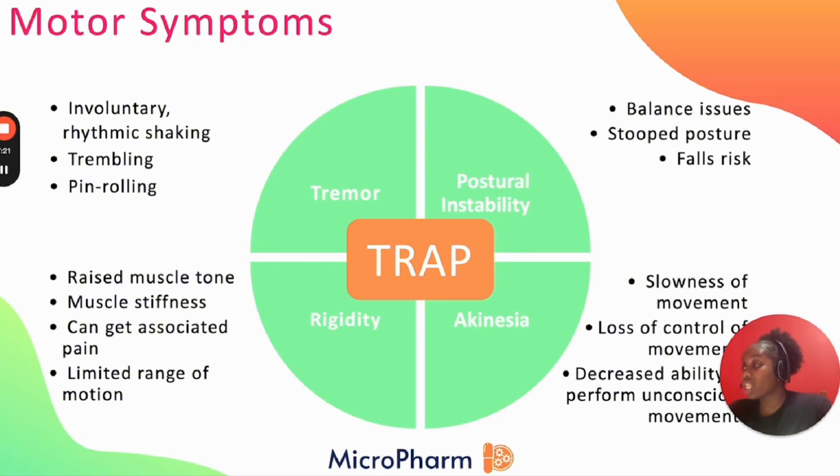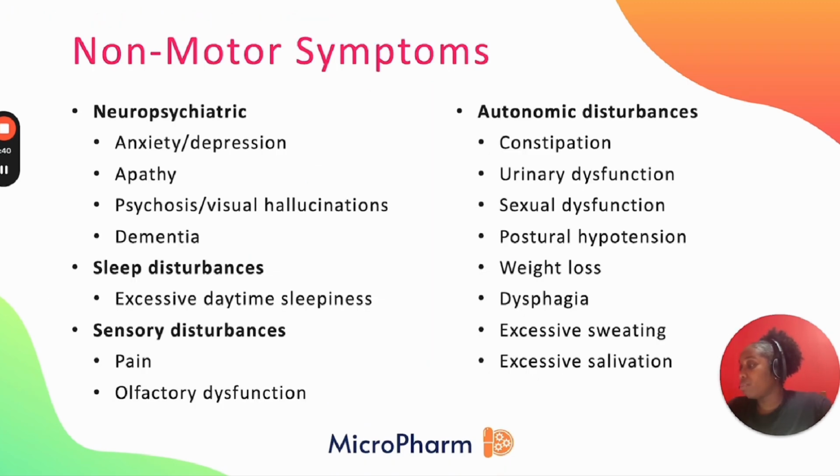There may also be writing changes, where people with PD find it hard to write and their writing becomes small. That can often be a bit of a marker if someone needs to get tested for Parkinson's. The non-motor symptoms relate to the other symptoms that occur elsewhere in the body as a result of that lack of dopamine in the substantia nigra.